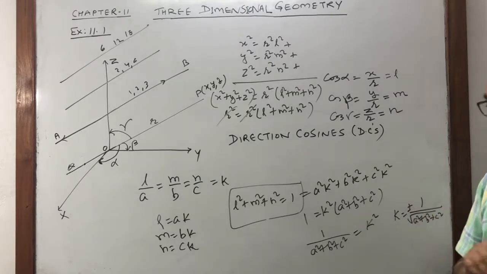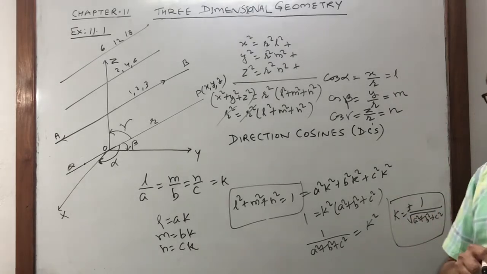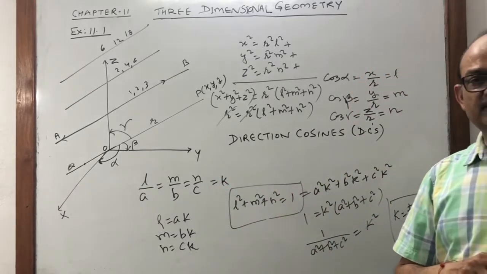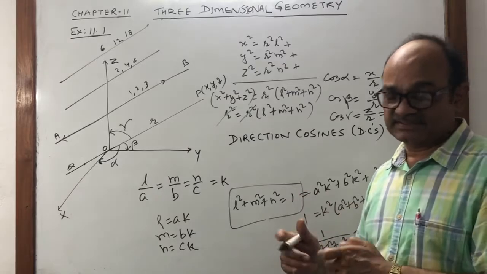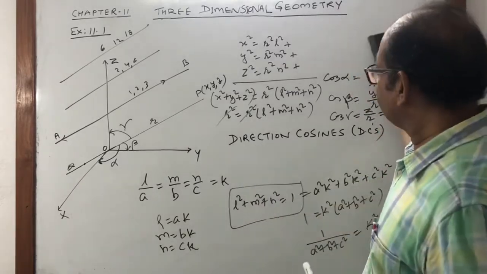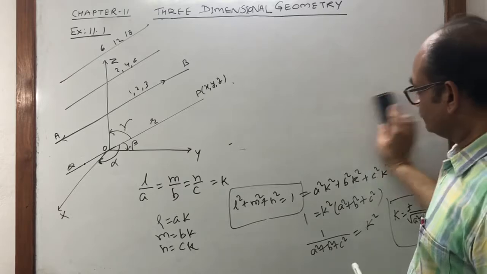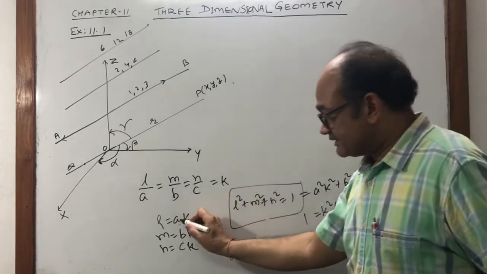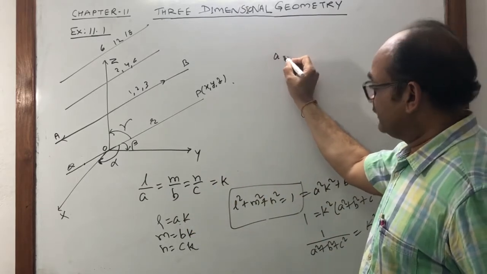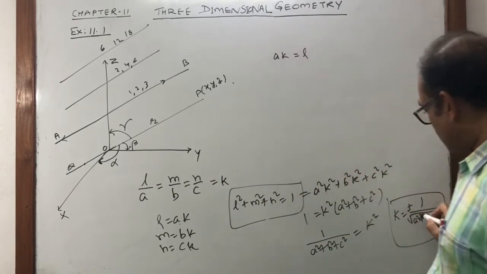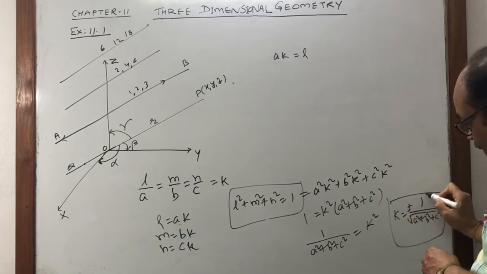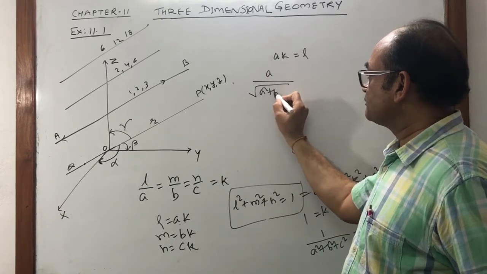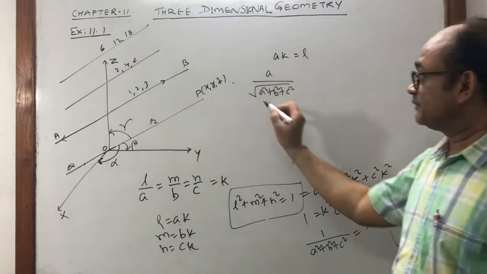with plus and minus. Now when you know the value of K, we'll have the relation between ratios and cosines. What relation? Now we have L equals AK. Hence, we can write AK equals L, but K we already have as 1 upon root A square plus B square plus C square with plus and minus.